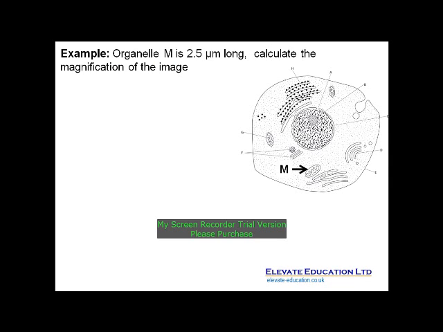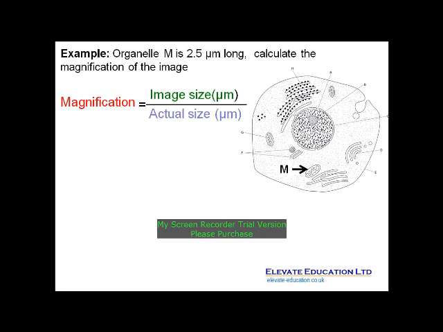The next way the exam can ask us to work out magnification is they could give us a question such as this. We're told that organelle M is 2.5 micrometers long. We have to use that information to calculate the magnification of the image. We've been asked to work out the magnification, so the first thing we do is we write down our formula. Remember, we've checked our triangle. It's image size in micrometers divided by the actual size in micrometers.